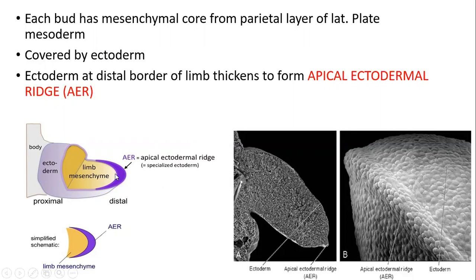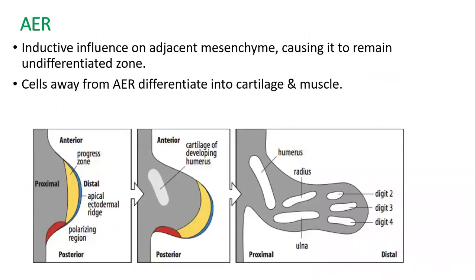The mesenchyme just beneath the apical ectodermal ridge remains undifferentiated, while the mesenchyme away from this ridge is going to differentiate and develop into hyaline cartilages first, which are then going to ossify and give you bones. So under the influence of the apical ectodermal ridge, the mesenchyme just adjacent to the ridge remains undifferentiated, while the mesenchyme away from this ridge rapidly proliferates and is going to differentiate into cartilage and bones. The cartilage are going to ossify and give you bones, and the rest of the mesenchyme is going to differentiate into muscles.